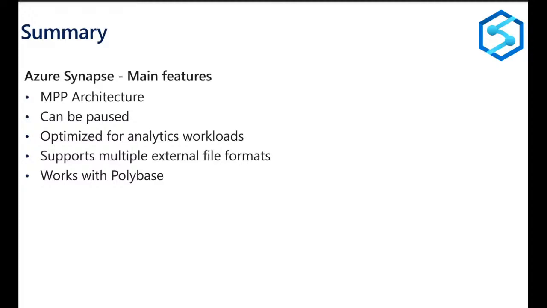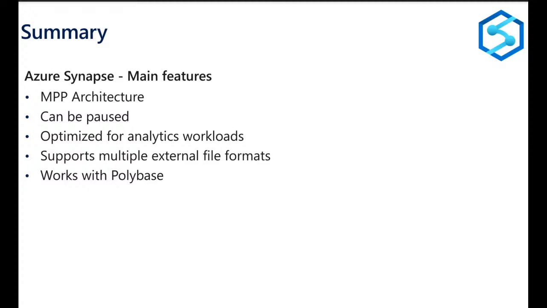So in summary, what we looked at is Azure Synapse. It follows the MPP architecture, massive parallel processing. It can be paused when we are not needing it or when we don't need all the compute power. It can be optimized for analytics workloads using that work group isolation mode. It supports external file formats and it works with Polybase.